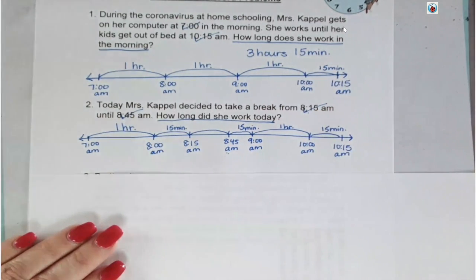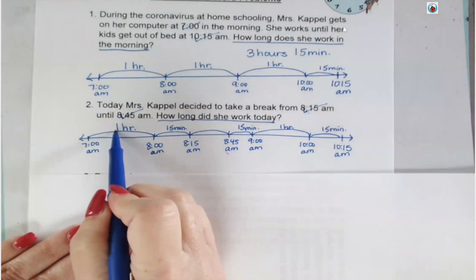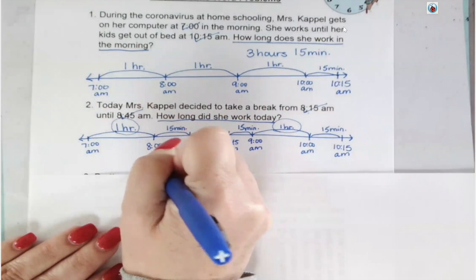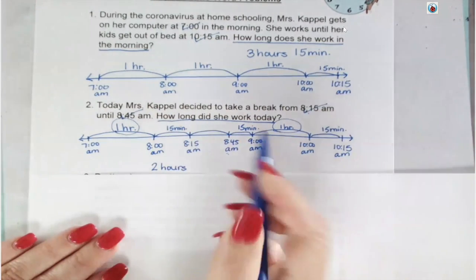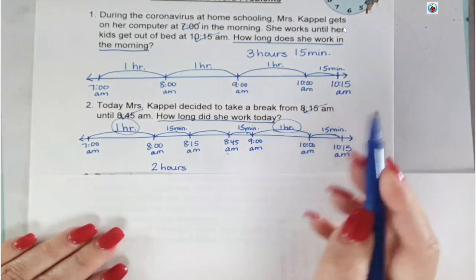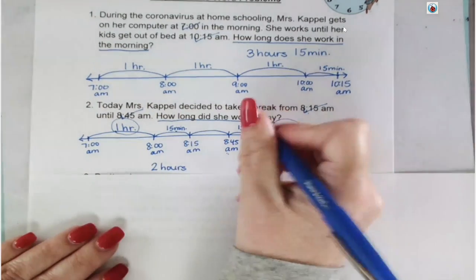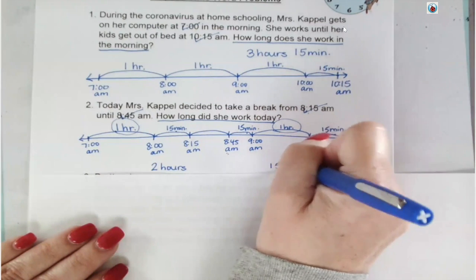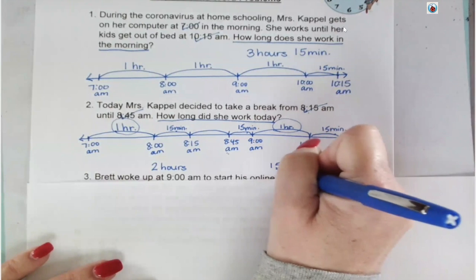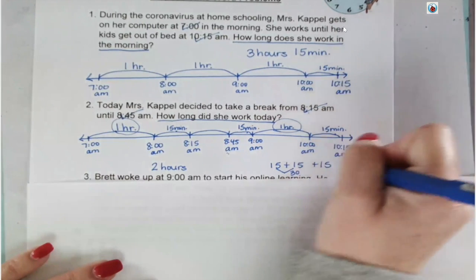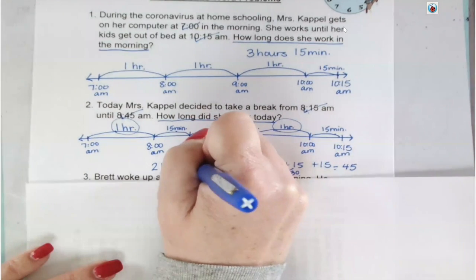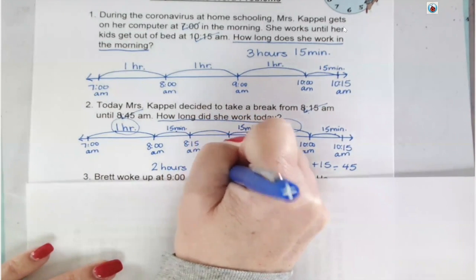So now when I look at putting this together, I see that I have an hour here and I have an hour here. So I can put that together for 2 hours. And now I have my 15 minutes, my 15 minutes, and my 15 minutes. Now, some kids might need to write this out and put 15 plus 15 plus 15. And some might combine this together to get us to 30. And then our 30 plus our 15 to get us over here to our 45. So I can see she worked 2 hours, 45 minutes.